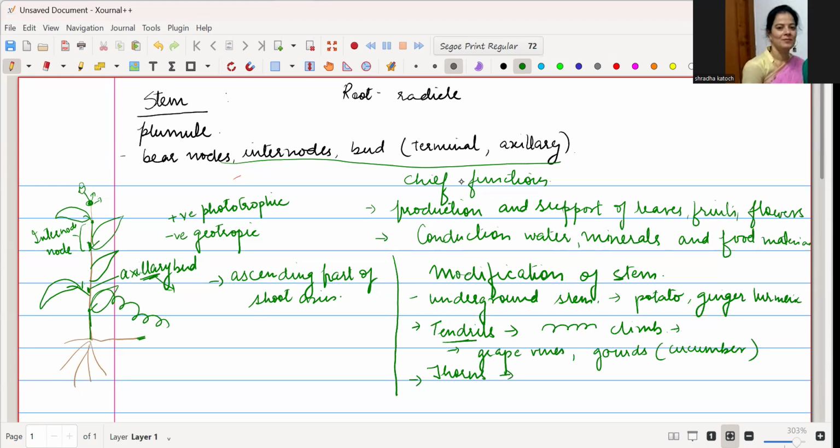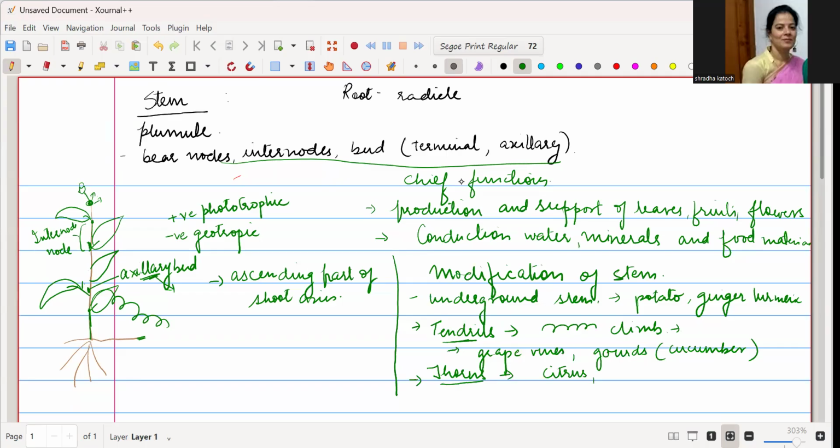Thorns means the spine for protecting themselves. In citrus fruits you see very big spines, no, thorns, sorry, not spines. Exactly, bougainvillea, yes. So these axillary buds have modified into different parts.